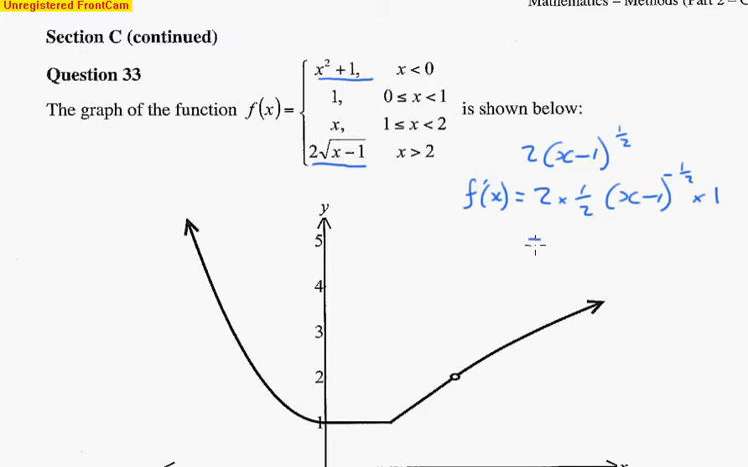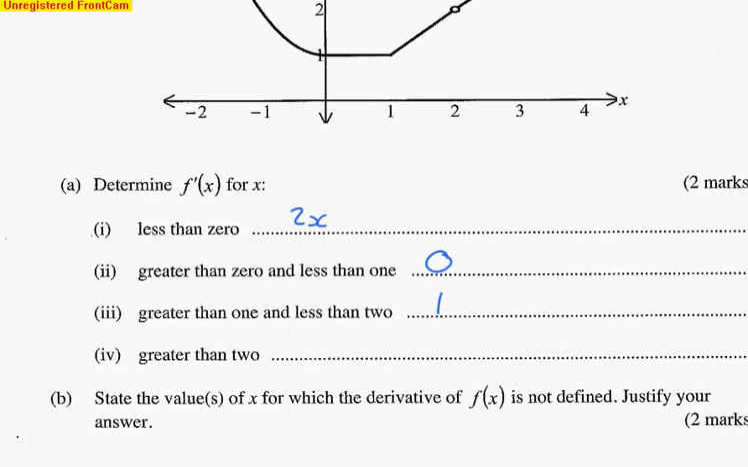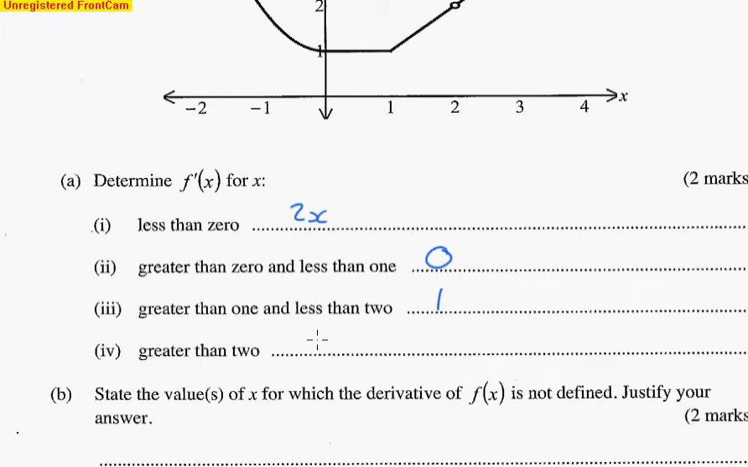Making that look a little neater, the 2 on the bottom divides into the 2 on top once, and we get all ones except for (x minus 1) to the negative half. So that is the derivative of that part. I suppose I should have done that differentiating in this section here, but anyway, I've done it up there instead.